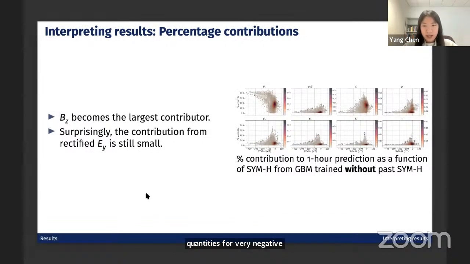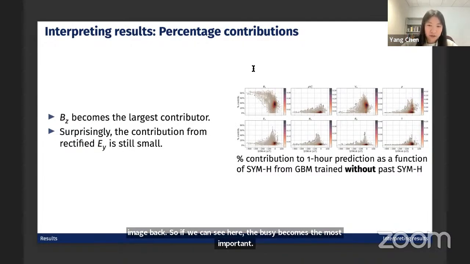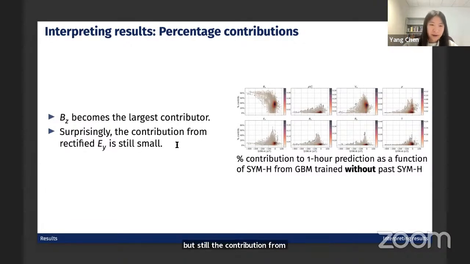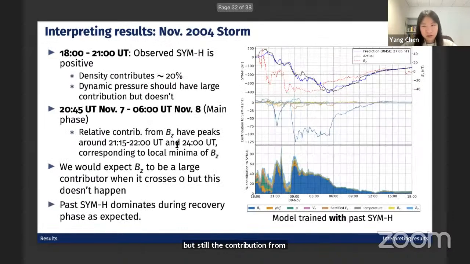So this is the case where we're predicting the Sym-H without using the past Sym-H values. As we can see here, the Bz becomes the most important, the largest contributor, especially for the very extreme Sym-H values. The Bz is dominating, but still the contribution from Ey is very small, which is also another surprise.